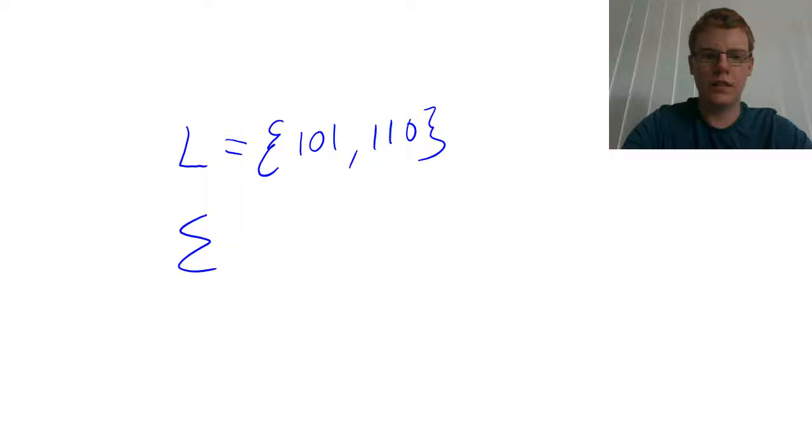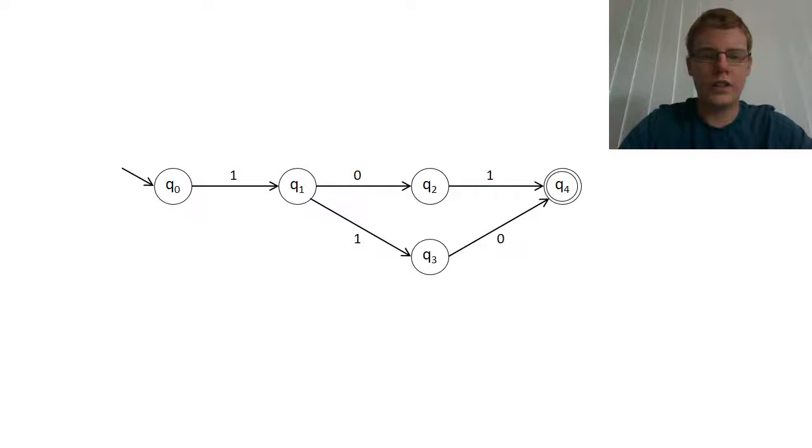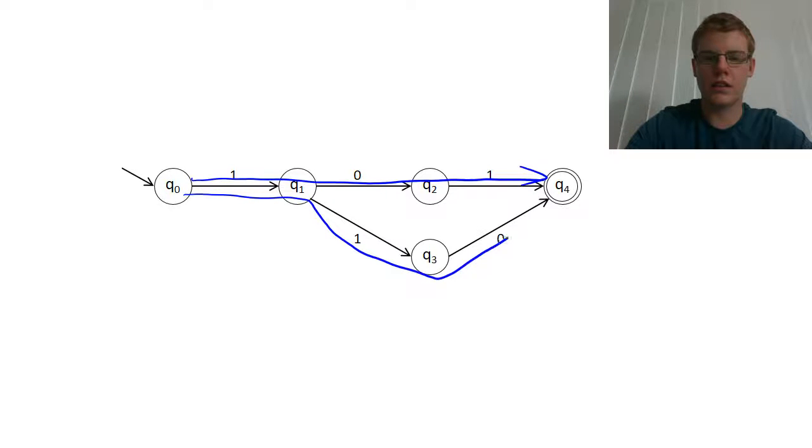Let's imagine we want to design a machine for the simple language that consists of only the strings 101 and 110, with the alphabet just the symbols 0 and 1. We could do that with this simple finite state machine here. It looks fairly elegant. We process the first string along the horizontal path and the second string by taking the bottom path. No loops or anything confusing.